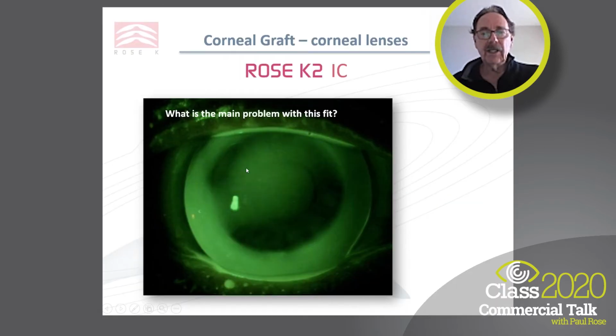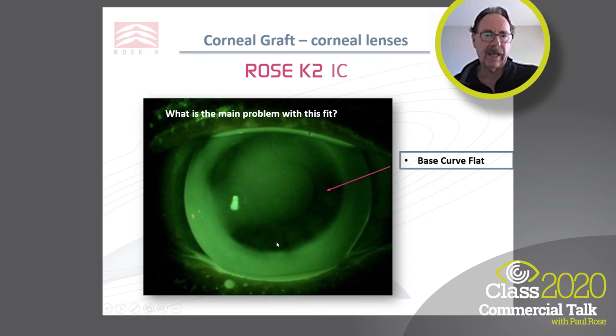Here's another IC lens, and you can see it occupies the majority of the cornea, but we have quite a big open edge lift here, and also we're slightly flat over that high area along the edge of the graft. So very commonly the highest point in the cornea is on that graft-host interface somewhere around the edge of the graft. So that is causing the lens to lift off inferiorly here.